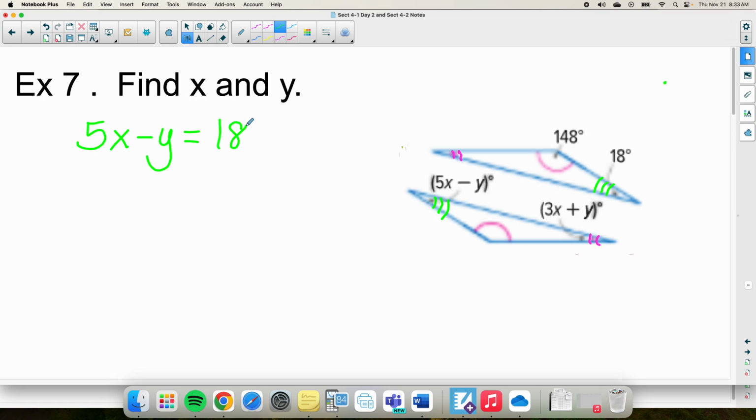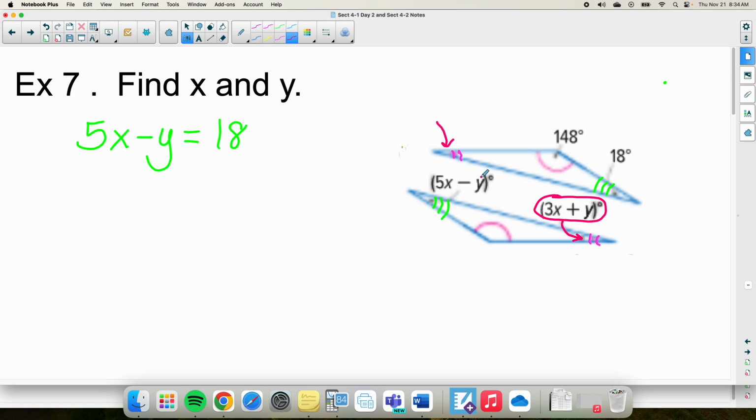Now, let's try to figure out what I can set this 3x plus y, which is this angle, equal to. This 3x plus y angle has two arcs, so it's going to be equal to this angle right here that has two arcs. However, I don't know what that angle is yet, but can I find it?